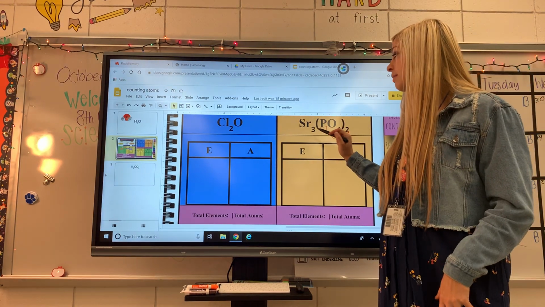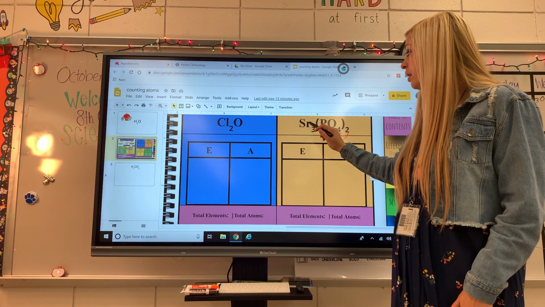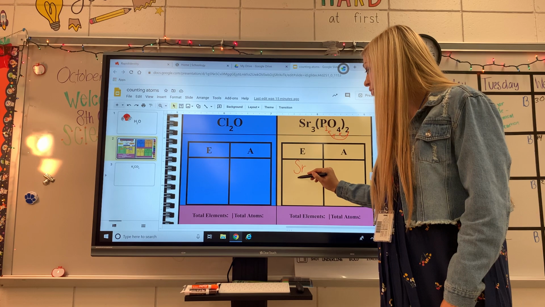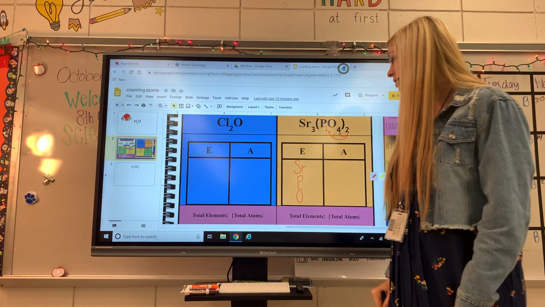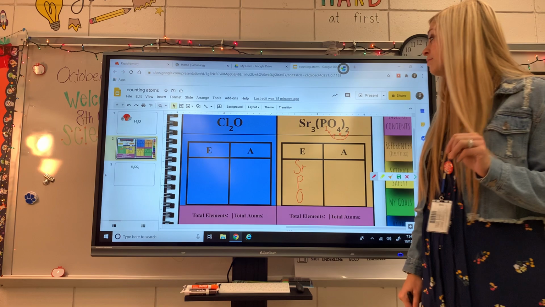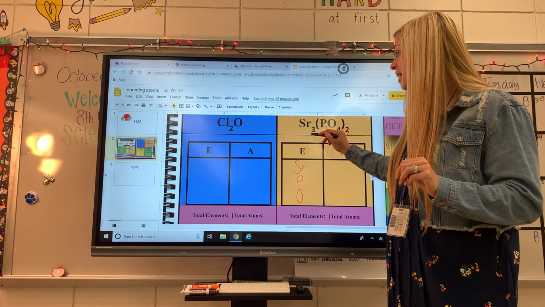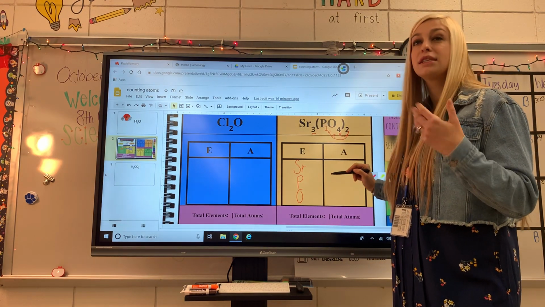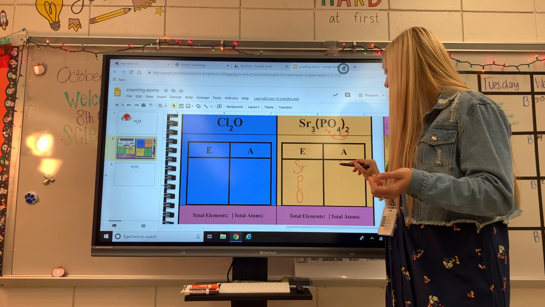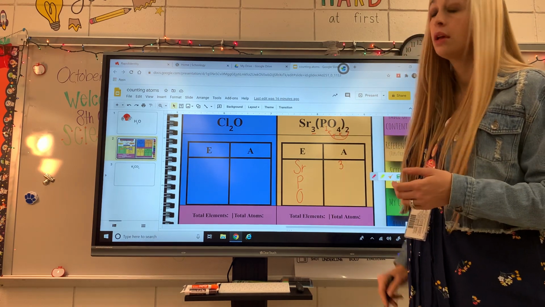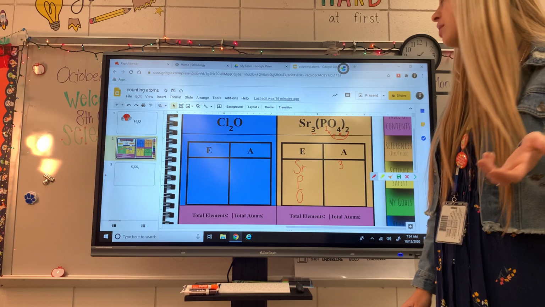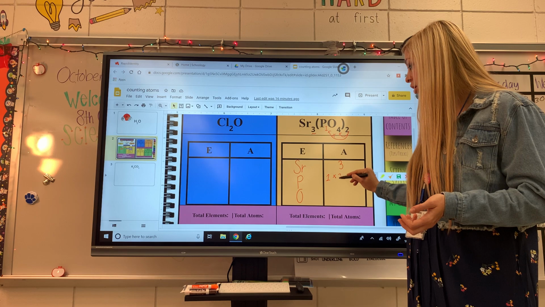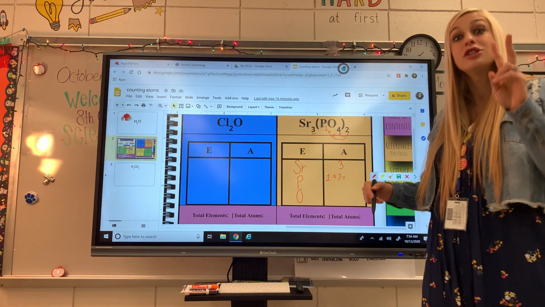All right, let's list our elements. We have 1, 2, 3 capital letters. So we have 3 elements, 3 different elements. How many atoms of Sr do we have? It's right there for us. 3 atoms of Sr because it has a subscript 3. How many atoms of P? Okay, for phosphorus, for P, we need to do a little more work. We have to distribute. So we're going to do 1 times 2 gives us 2.